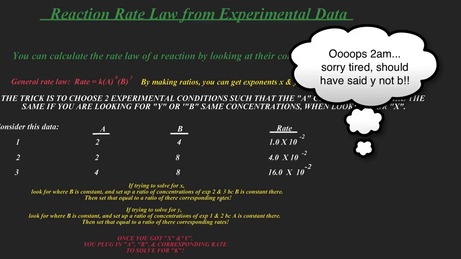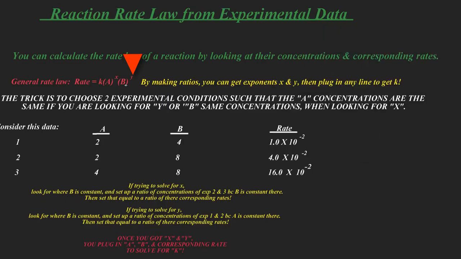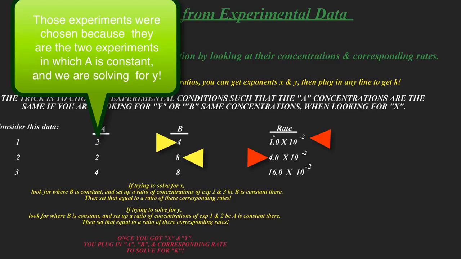By the same logic, you can find out what y is by looking at where A is constant and doing ratios from there. Okay, so A is constant in experiments 1 and 2, so you would do (8/4) all raised to the y equals 4/1, 4 times 10 to the negative 2 over 1 times 10 to the negative 2. And then we could figure out what x and y are.